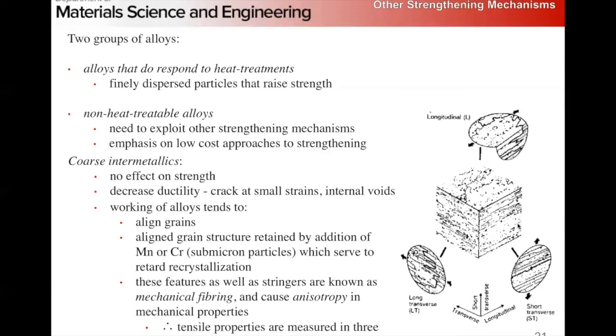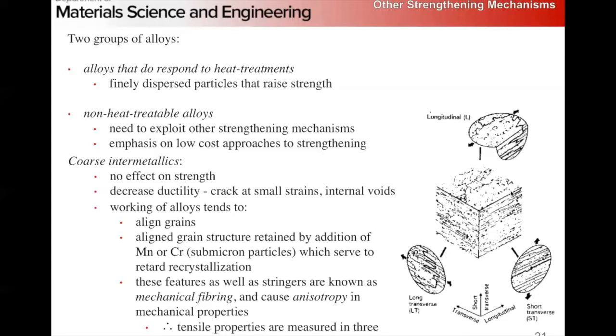So remember, these form into stringers, right? Here's a cube, and so we have three directions. We have longitudinal to the stringers, transverse to the stringers, and then short transverse, right? And in each of these directions, the presence of these stringers of intermetallics is going to give us a strong degree of anisotropy in the mechanical properties.